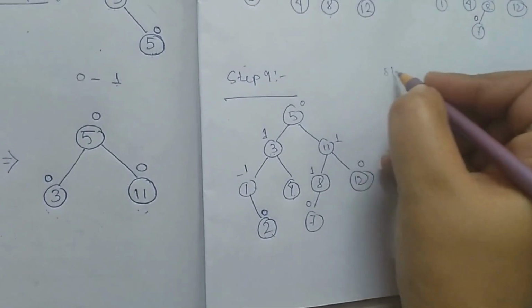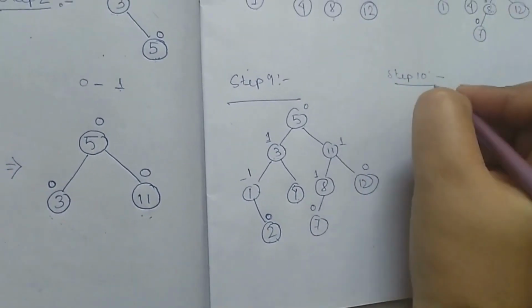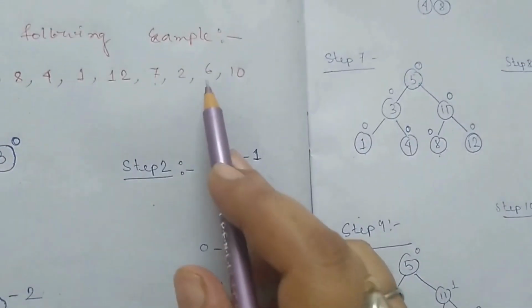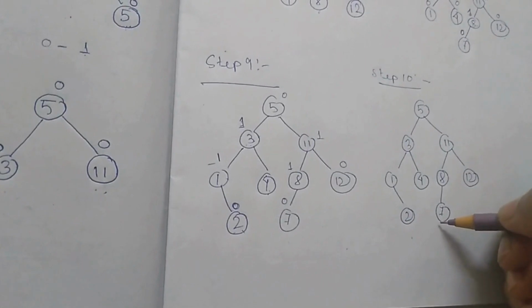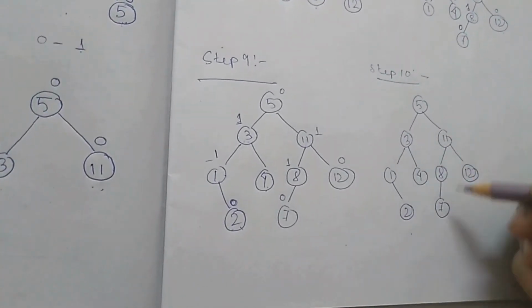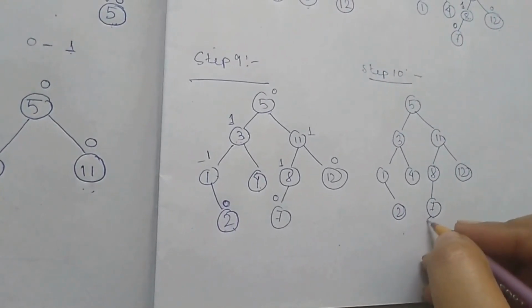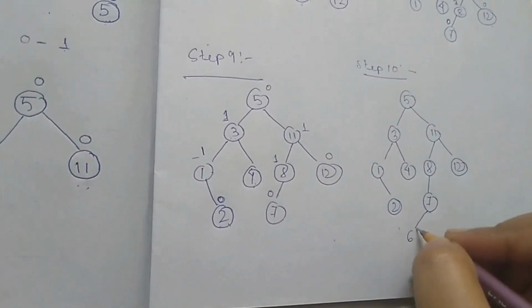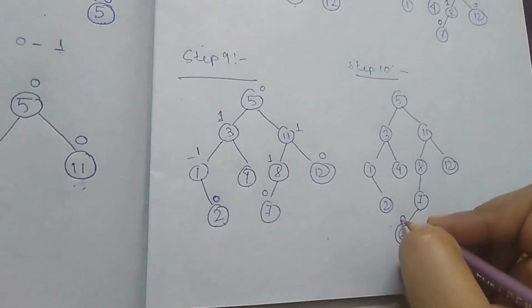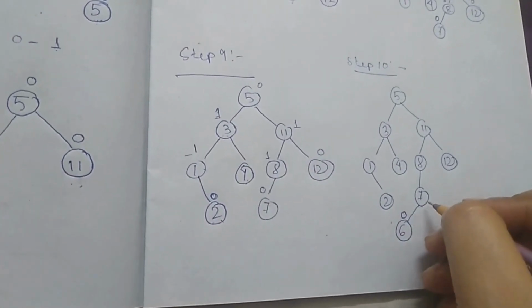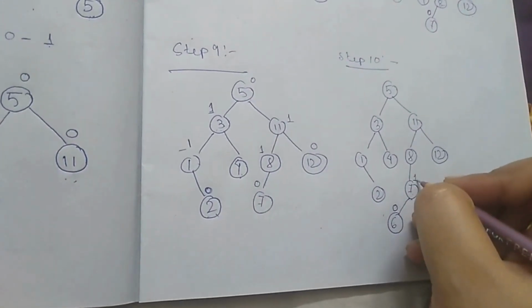Next we move on to the next step, that is step number 10, and here we consider the next node, that is 6. Now 6 is lesser than 7. For that reason, on the left hand side, here we draw the value of 6. So the height of the 6 value is 0. If we consider 7, that is 1 minus 0, the value is 1.